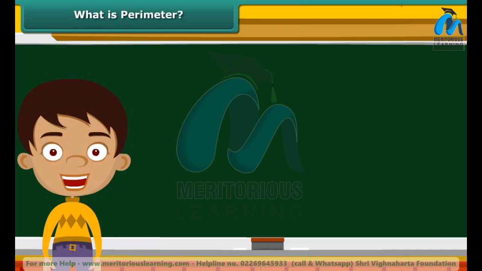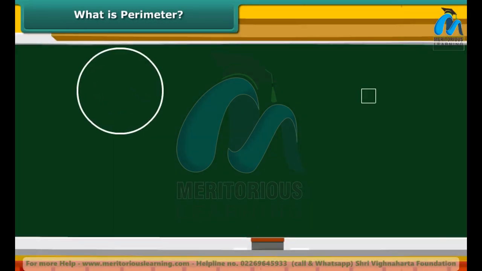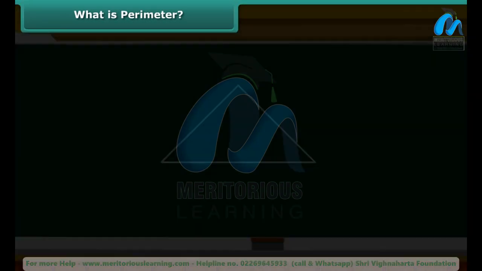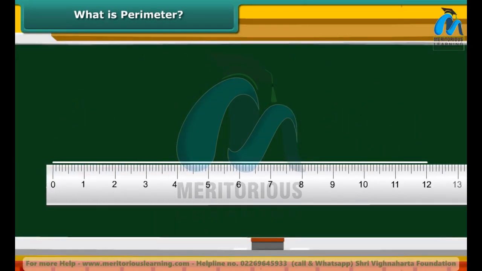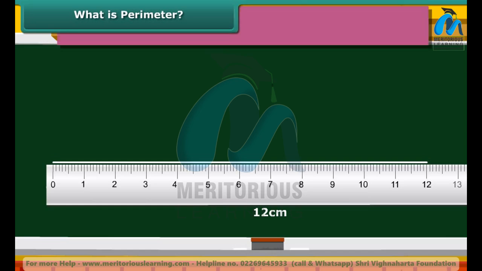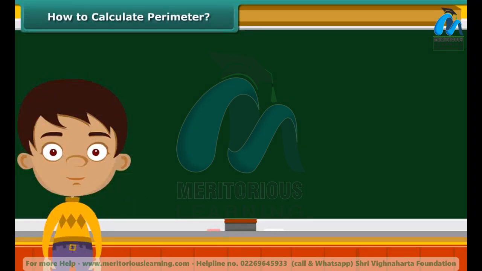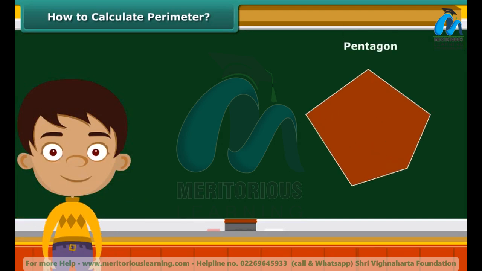Take a closed geometric shape such as a circle, square, triangle or rectangle made of string. Untie the string and measure its length. The length of the string is the perimeter of the chosen geometric shape. We can generalize by saying that the perimeter of any closed geometric figure is equal to the length of the string with which it is made. Now that you have understood what perimeter stands for, let us try to calculate the perimeter of a pentagon.